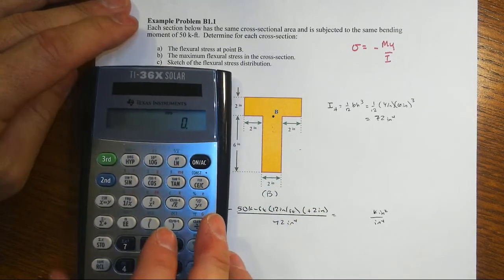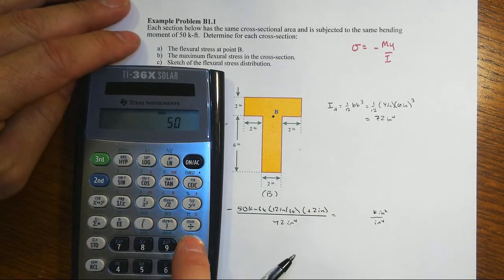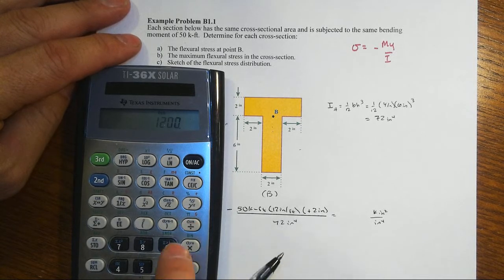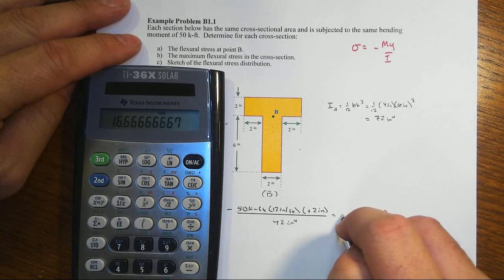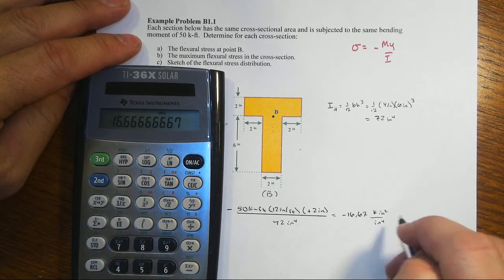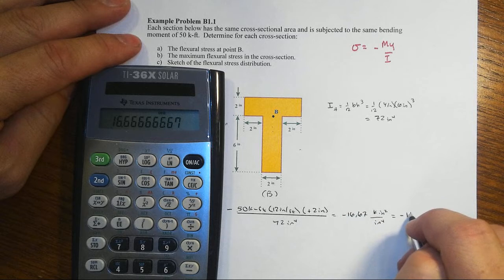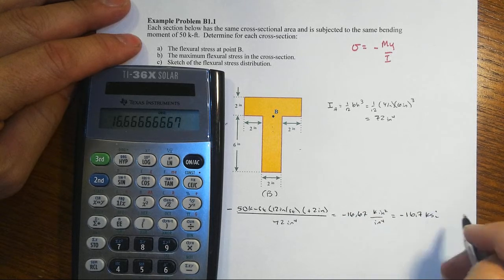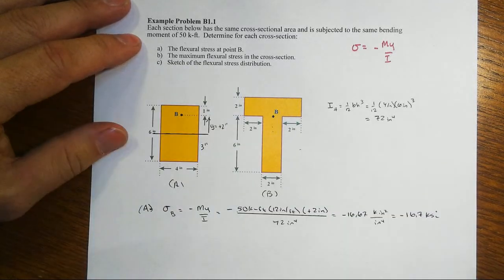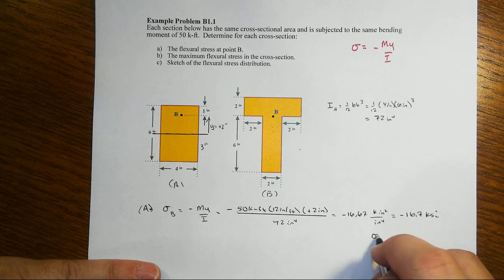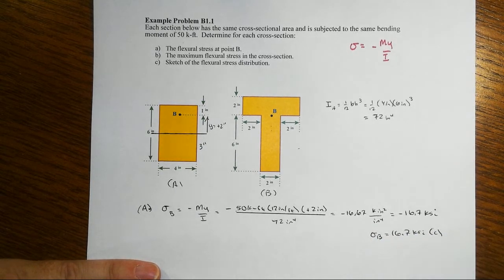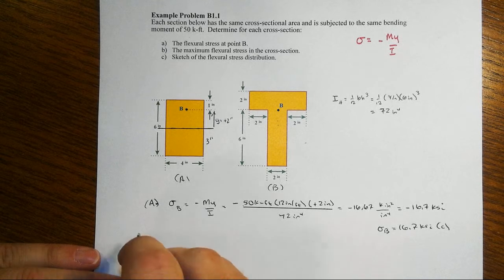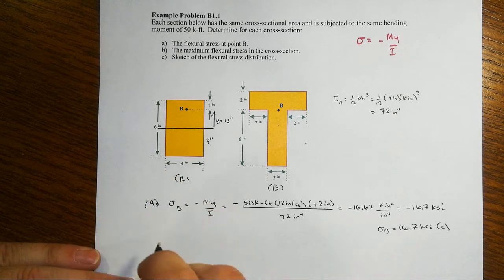And so the rest of this will be 50 times 12 times 2 divided by 72, and that equals, let's see, minus 16.67, and so about minus 16.7 ksi, minus indicating that we have a compressive stress. So sigma B equals 16.7 ksi in compression. That's for point B, for the left-hand one.